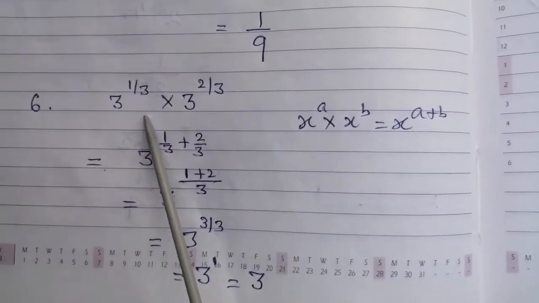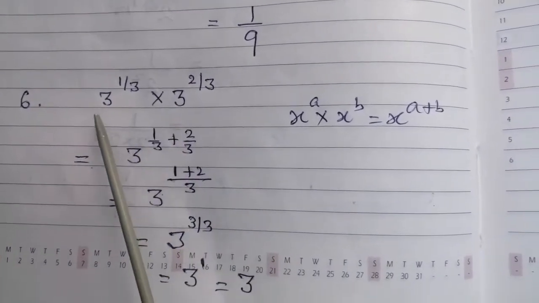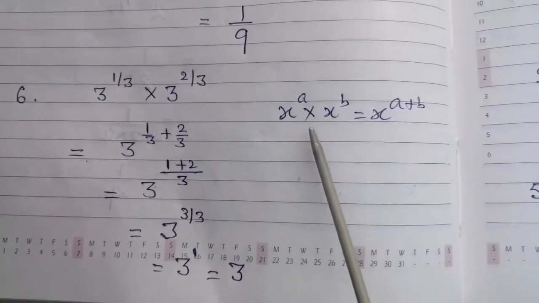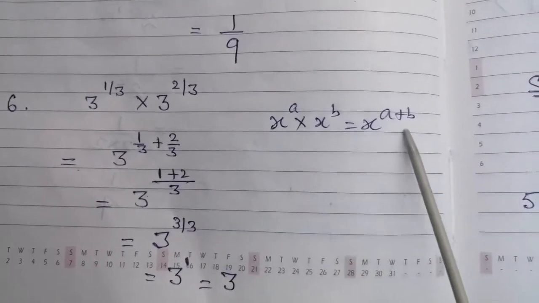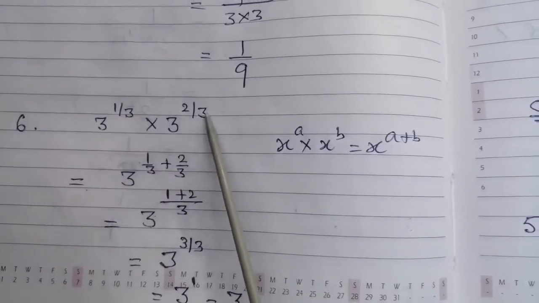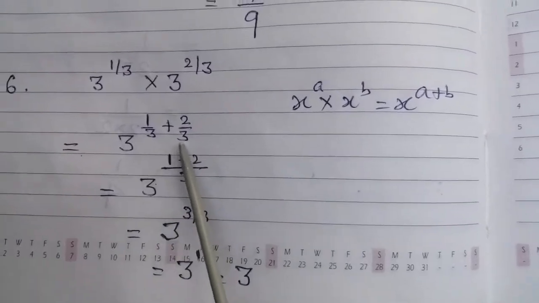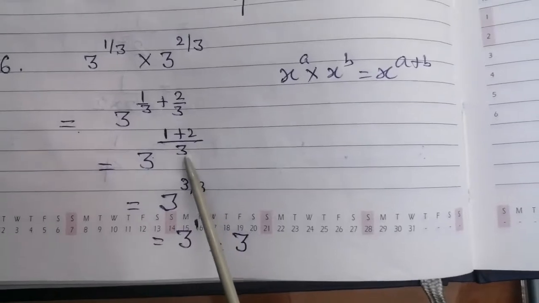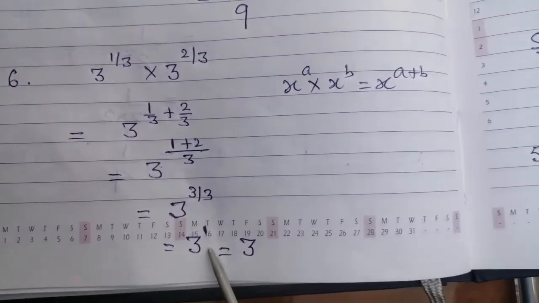Now we come to the next type. We have 3 raised to power 1 over 3 multiplied by 3 raised to power 2 over 3. Now see here, bases are same and they're getting multiplied. So if we have x raised to power a multiplied by x raised to power b, bases are same and they're getting multiplied, so we'll add the powers. So you will get 3 raised to power 1 over 3 plus 2 over 3, right? Now see, we simplify this. So LCM will be 3. So 3 raised to power 1 plus 2 over 3, which is equal to 3 raised to power 3 over 3, that is equal to 3 raised to power 1, which is equal to 3.